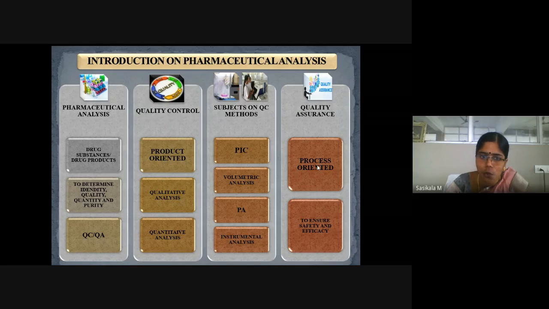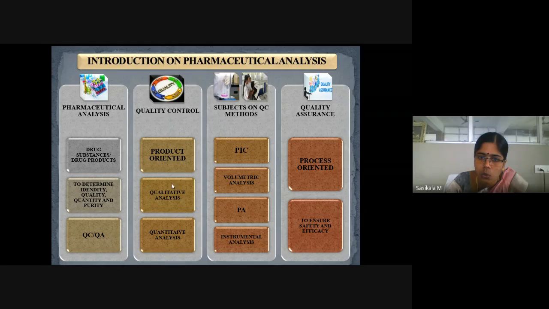We need to follow all quality based procedures. Okay, so that is monitored by quality assurance procedures, and quality assurance will give all the standard guidelines which need to be adopted for pharmaceutical analytical methods, that is quality control methods. Quality control, product oriented analysis, is divided into two categories, qualitative analysis and quantitative analysis.